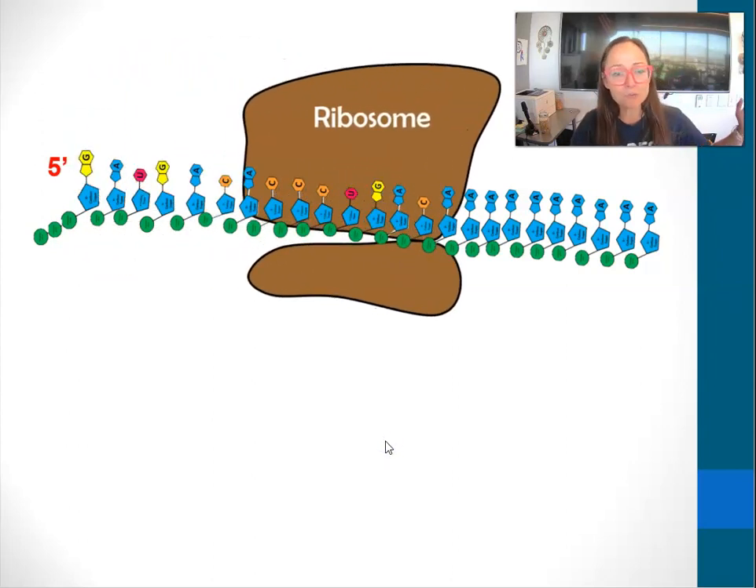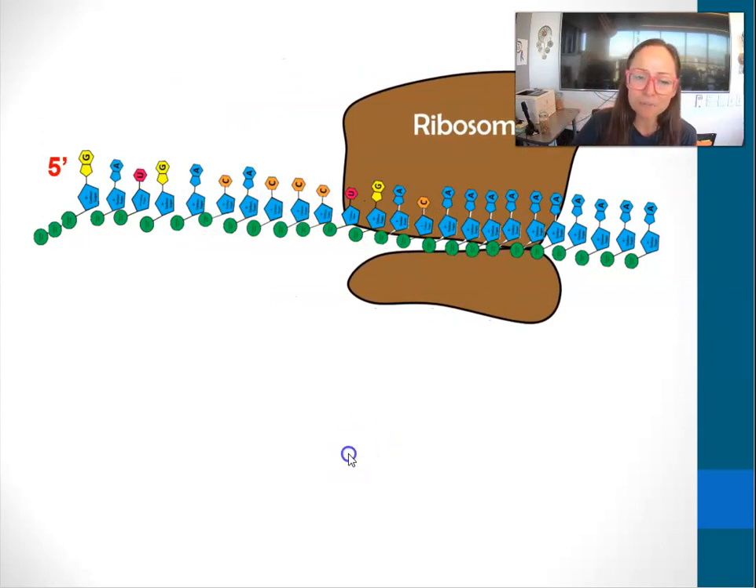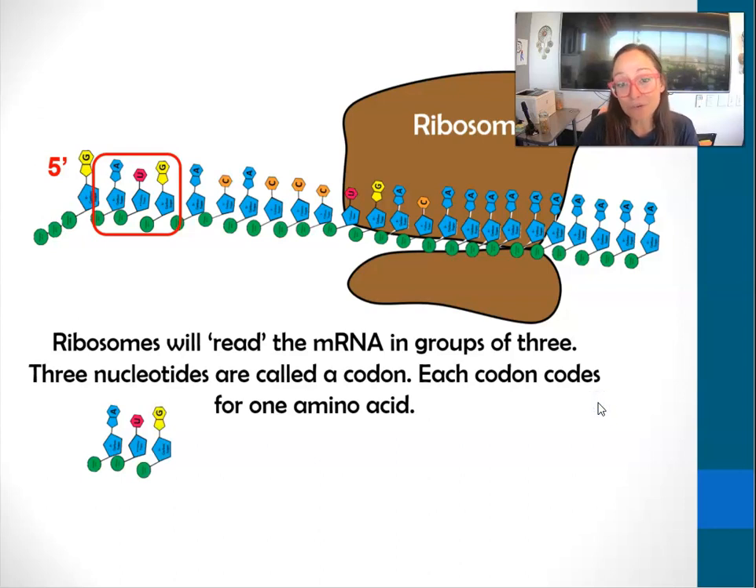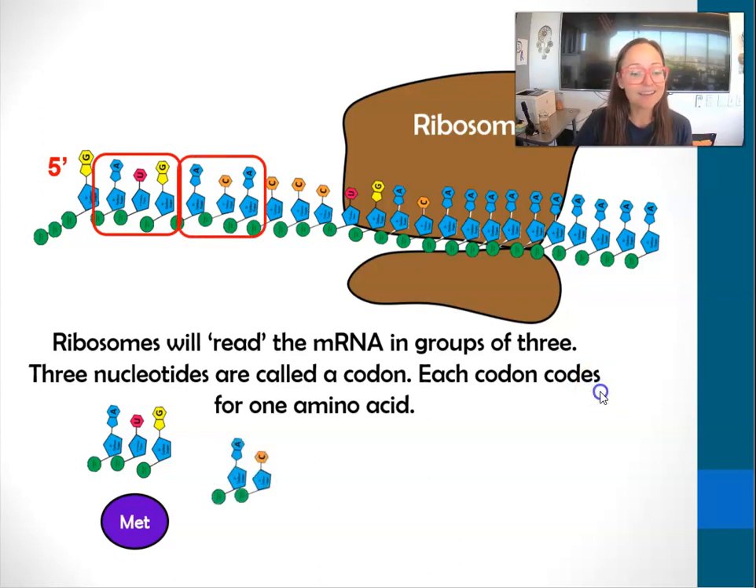Now, when the ribosome reads the messenger RNA, it's going to read it in things called codons, in groups of 3. This is sometimes referred to as the triplet code. So here is our first codon. This is called our start codon, AUG, and it's always AUG. That's always first, and that will code for the amino acid methionine. Now, the next codon, which is a group of 3 bases, is ACA. That codon is going to code for one amino acid, and that amino acid here is threonine.